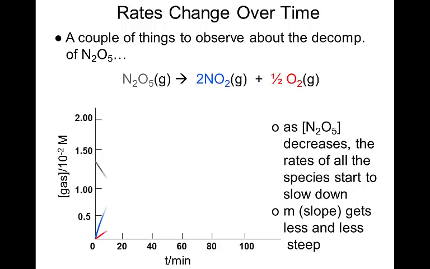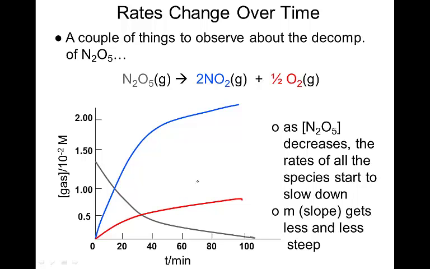One thing to notice is this gray one represents N2O5, the blue one's NO2, and the red is O2. So this is just showing this is decreasing, these are increasing over time. One thing to look at though is if you measure the rate here, notice that you'll get a different value for if you measure the rate up here after 60 minutes or so of this decomposing.